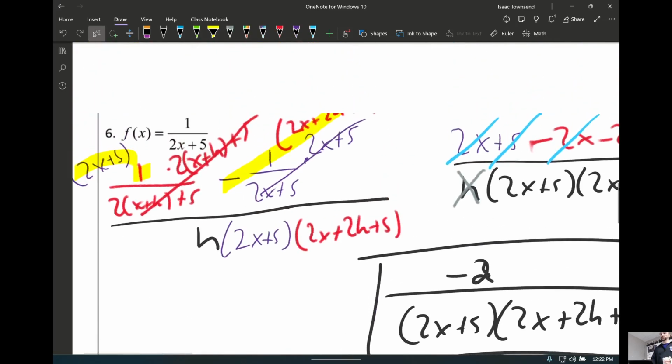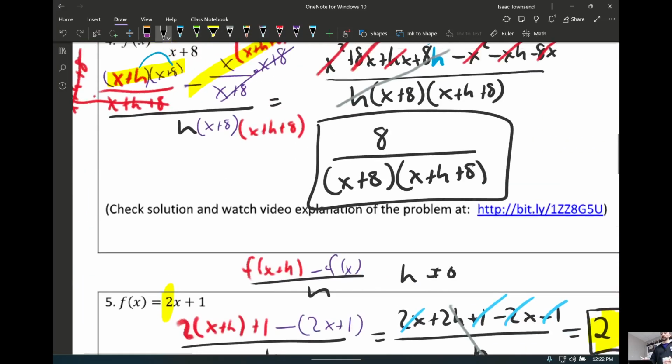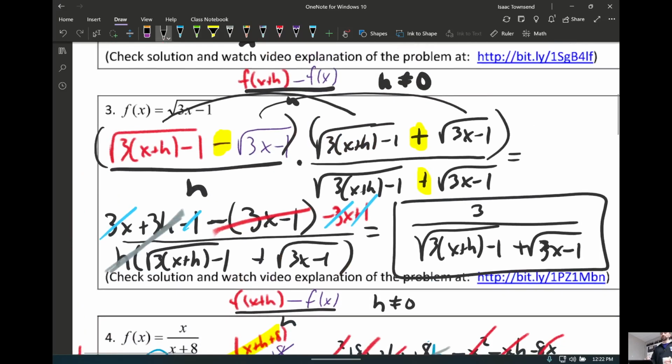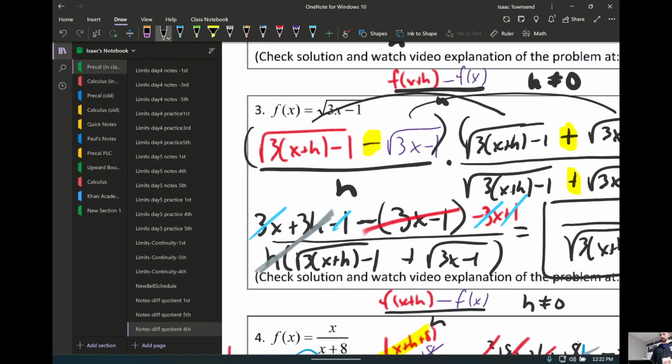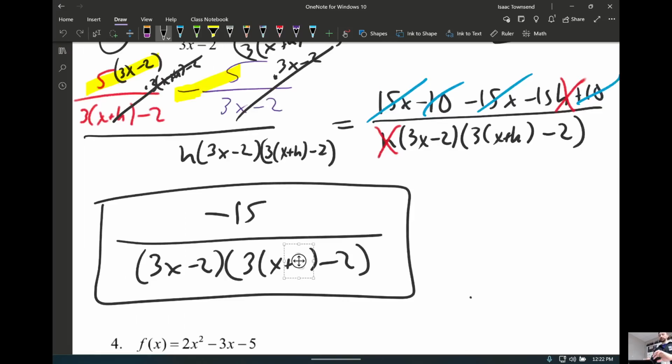This is what happens if you start off with a rational. You have to simplify the complex fraction before you can combine like terms. And this is what it would look like if you start off with a radical function. You need to multiply by the conjugates before you can combine like terms and cancel out your h. Okay, so you're not totally on your own at this point.